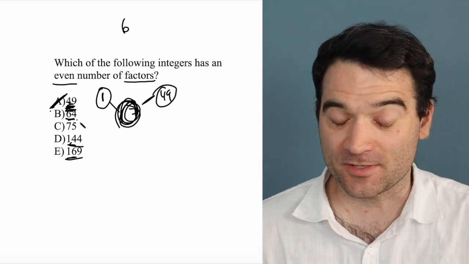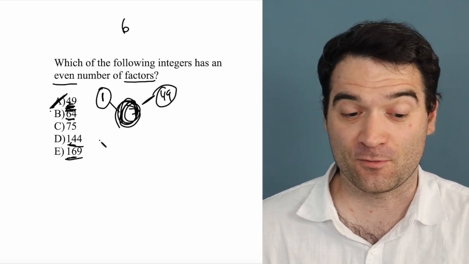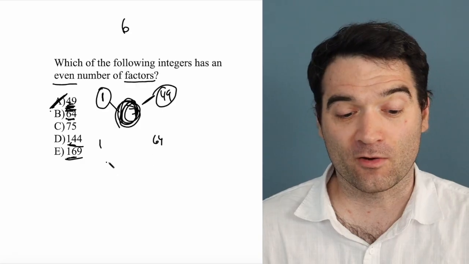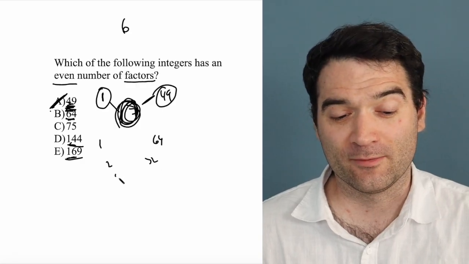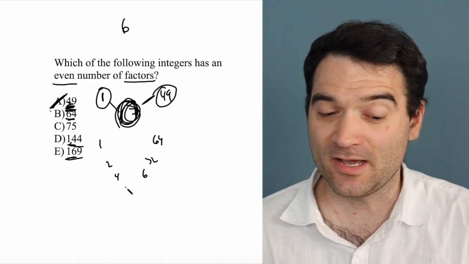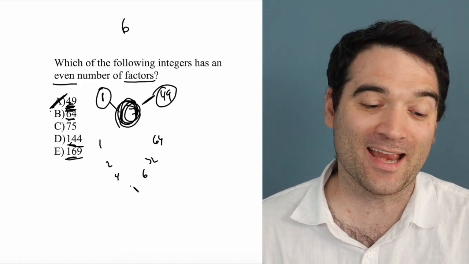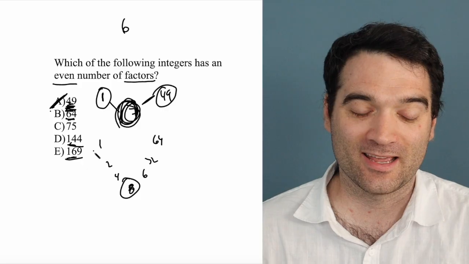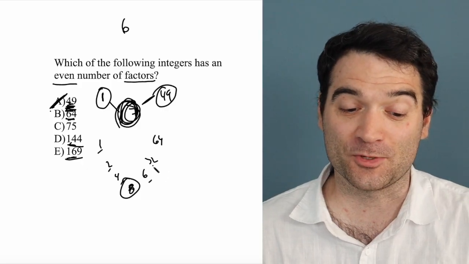And again, you can see this, for instance, with 64. There are going to be a lot more factors of 64, but 1 and 64, 2 and 32, 4 and 16. 6, no. 7, no. 8 and itself. It's an odd number of factors. 1, 2, 3, 4, 5, 6, 7.